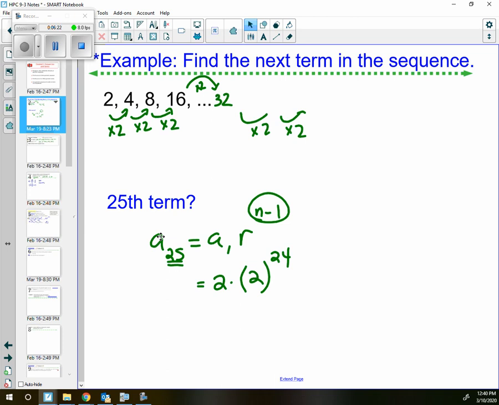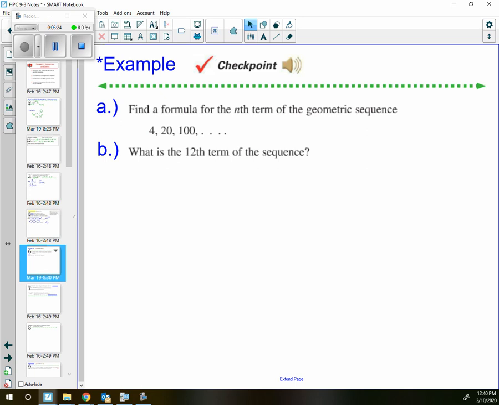All right, so let's try a couple and see how this works for us. Can we identify and see if something is actually geometric? And if it is geometric, can I find specific values in that? So here's a checkpoint question. There's a video. Find the formula for the nth term of a geometric sequence. So they're telling you that this is geometric. Let's see if we can figure out what your common ratio might be.